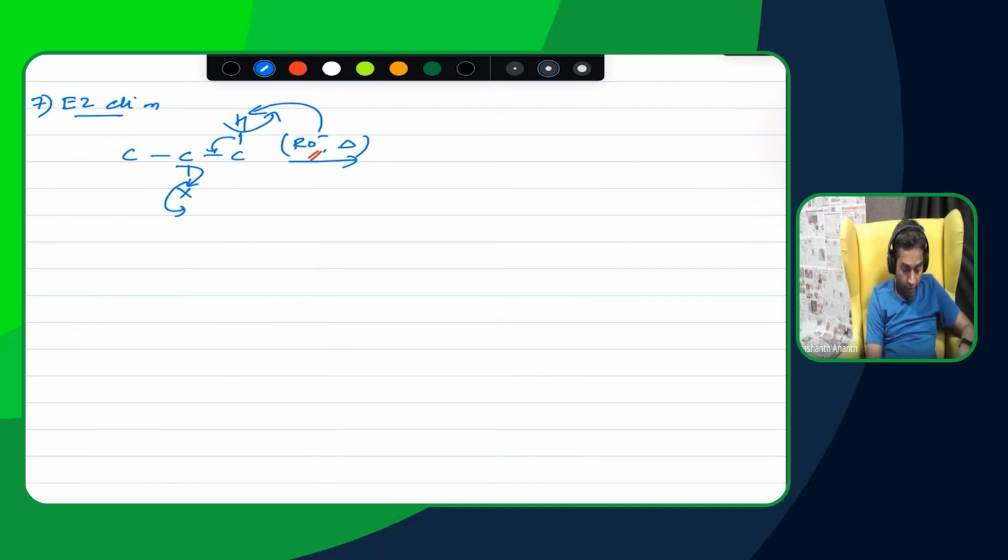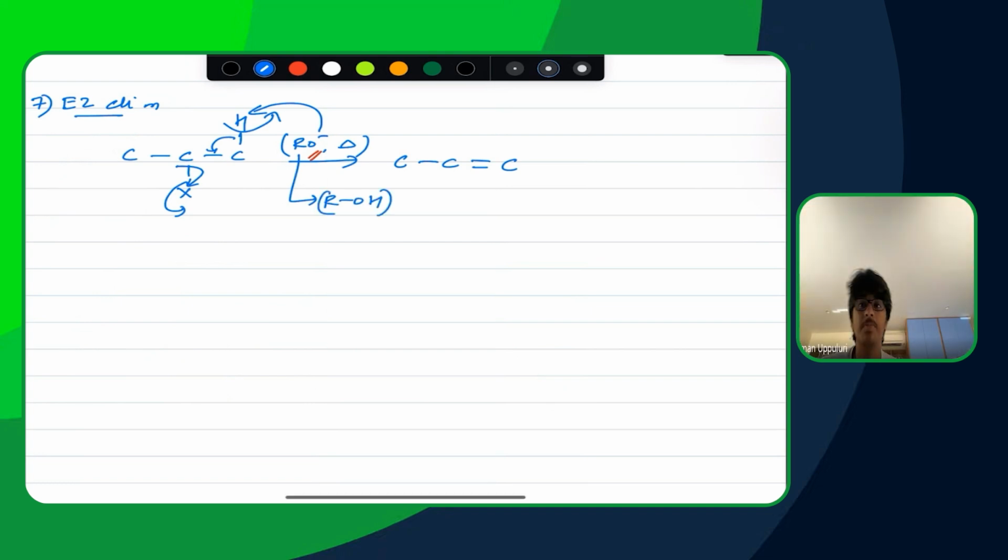So the product obtained over here is going to be this fellow. In this particular scenario, this is the product obtained here, and you're going to have the E2 elimination product, the alkene, obtained straight away over here. Along with that, what will happen to this fellow? This fellow would have become an ROH in the process.